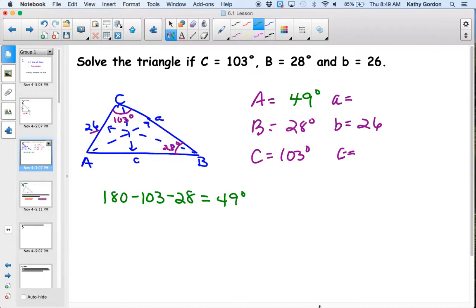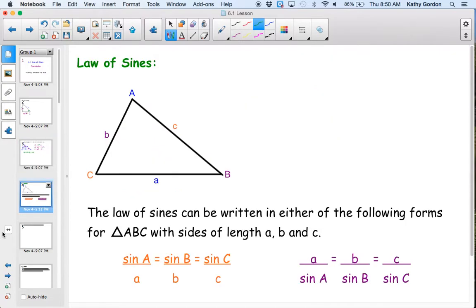Now, what about the 2 sides, side A and side C? How are we going to find those? Can I set up a trig ratio? Can I do opposite over hypotenuse or adjacent over opposite or anything like that? No, because this isn't a right triangle anymore. So the right triangle trig ratios don't work in this case. So we need a plan B. And that's where the law of sines comes in.